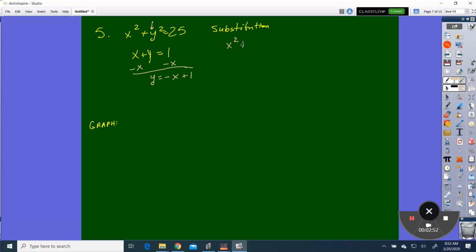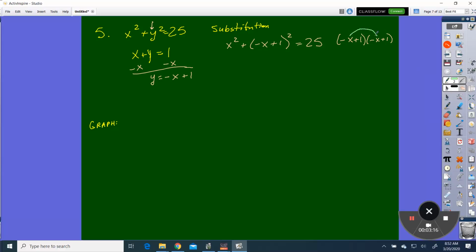So I have x squared plus parentheses negative x plus 1, and it is still squared because this y was squared. So I replaced this y with the value from down here, but I must still square it. That equals 25. Now remember, when I square it, what I really have is negative x plus 1 written out twice. Okay? So you have to make sure you distribute that.